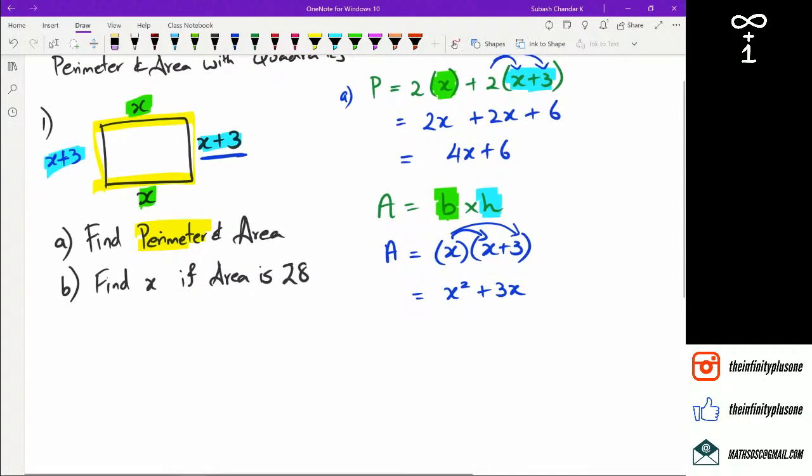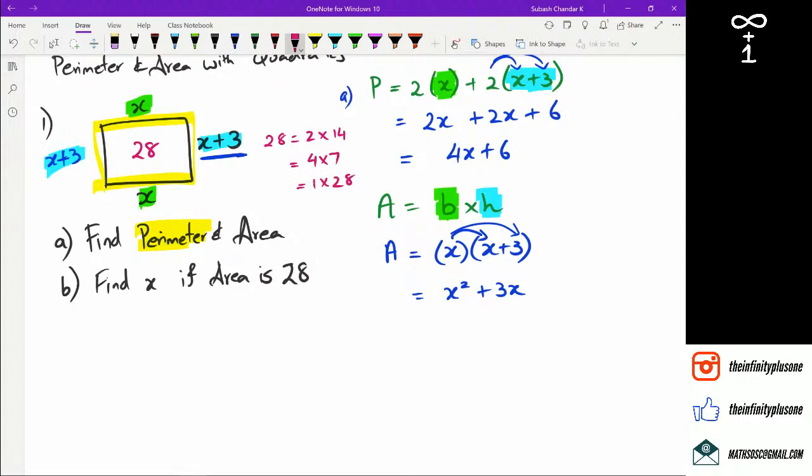For part B, they're asking us to find x if the area is 28. When I look at the numbers, I've given you really nice numbers to work with. If you're confident with your times tables, you can see that if the area is 28 units, we can break it down. 28 is equal to 2 times 14. 28 is also 4 times 7, or 1 times 28.